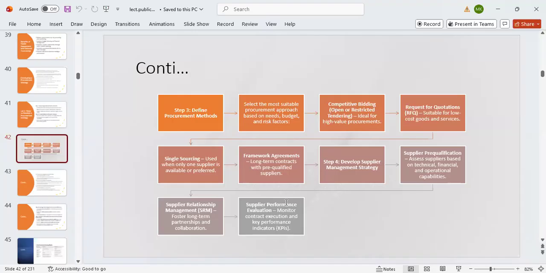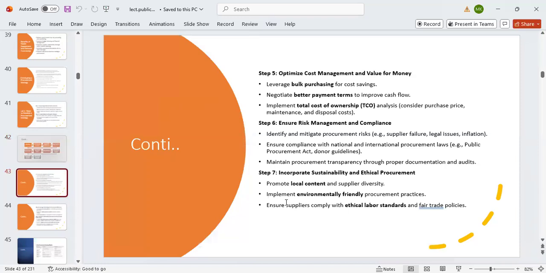And then the fourth step is to develop a supplier management strategy, which I remember I said is purely about contract administration and how to share risks among the parties. Okay, and that is that.